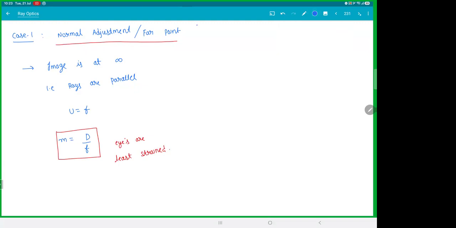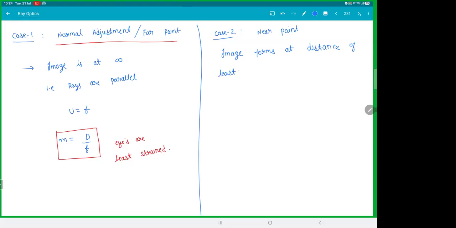Another extreme case, case 2, is called near point. This is a bad design, but it is the other extreme case. In this case, you're putting the object in such a way that the image is at the distance of least vision. It means it is on the border of your vision. If it just moves a little, you can't see anymore. The image forms at a distance of least vision, so it's almost on the verge of not being able to see. So your eyes are really strained a lot.